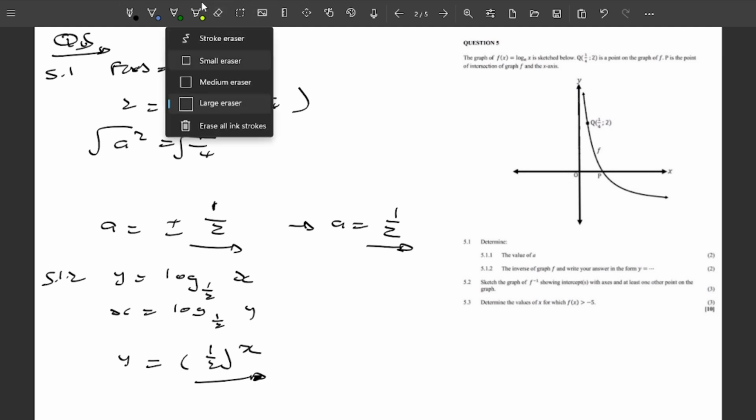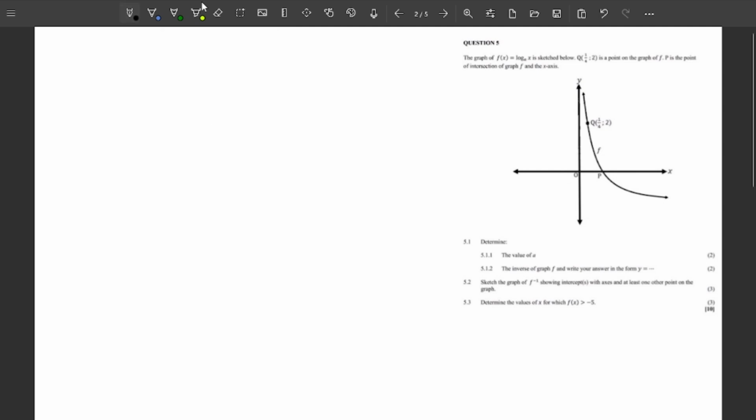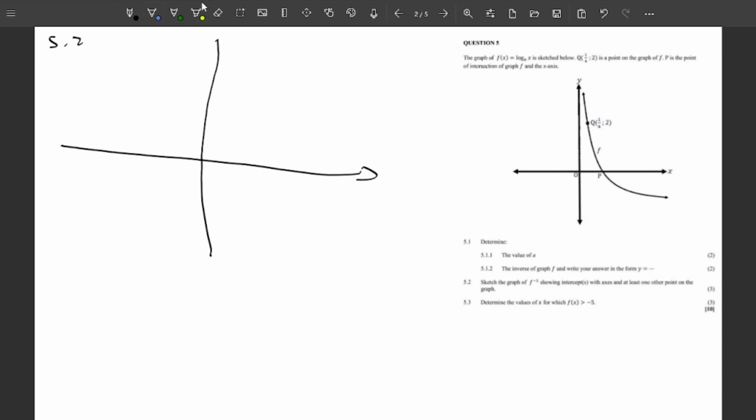Alright, so from here on, let's move to 5.2. Now 5.2 states: sketch the graph of f inverse. They just want us to sketch the inverse graph. Mine won't be pretty, but I'll try to make it a little bit pretty. I'll try. So it's going to be this. Alright, it's going to be this.